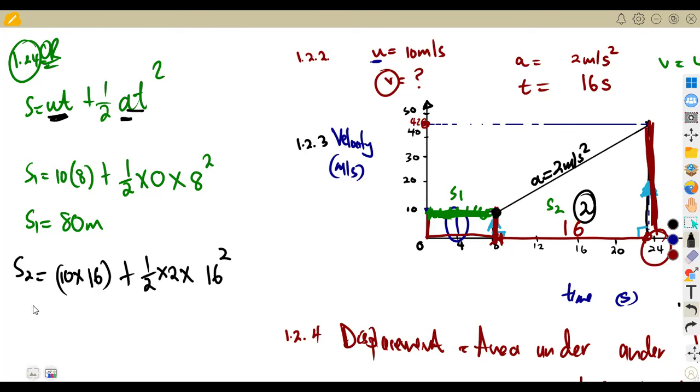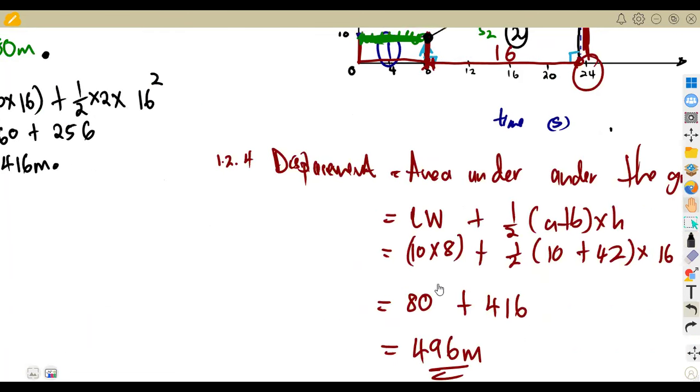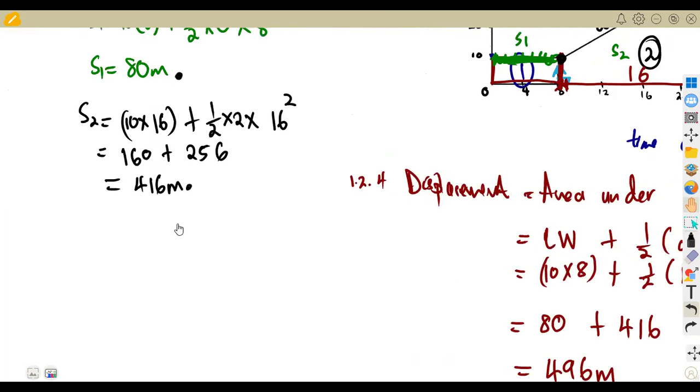The second one you calculate is displacement. So this is going to give us 160 plus 256, and if we add this, we obtain 416 meters. That is the first displacement, of the first region. The second displacement, for the second region, we combine these two. You are going to see this is exactly the same: 80 and 416.